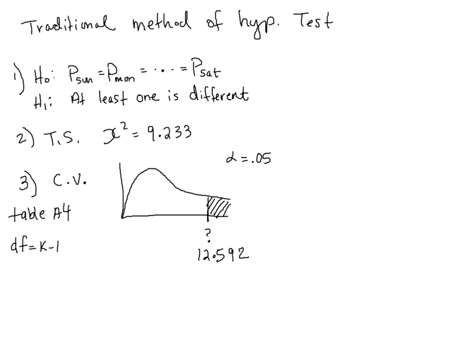12.592. All right, so then here's my test statistic. Does it fall in the shaded region, which is our critical region, or does it fall outside of our critical region? What do you say?